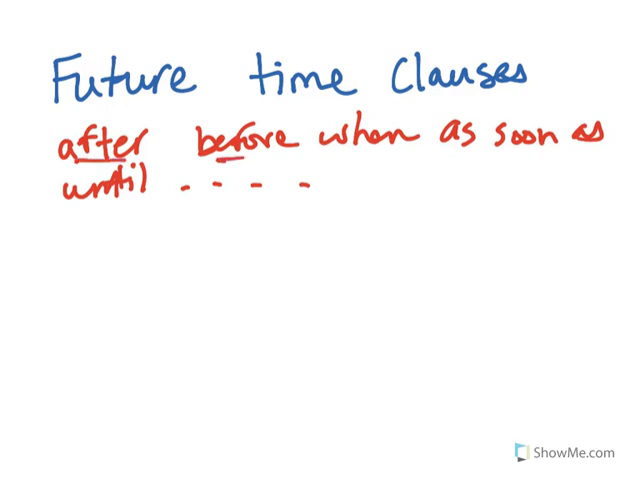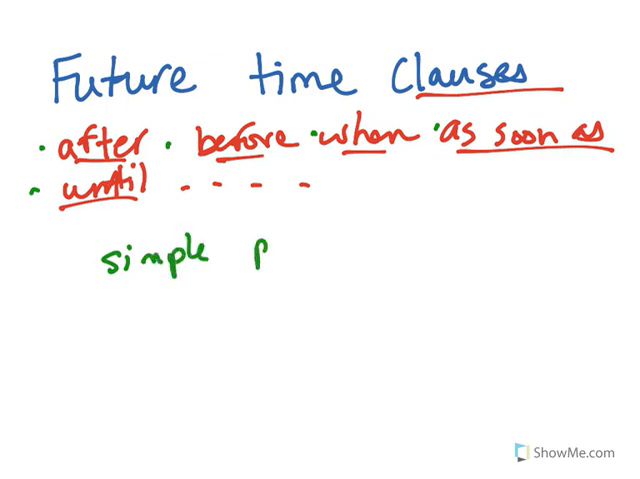But when we use these time words, and we use them with a clause, we're showing that an event is happening in the future. You can think of it this way. The time word that I'm using already tells me that the event is happening in the future, so I don't need to use future tense in my verb. So what happens is in the time clause, I actually use simple present tense. And then in the independent clause, I use future tense.